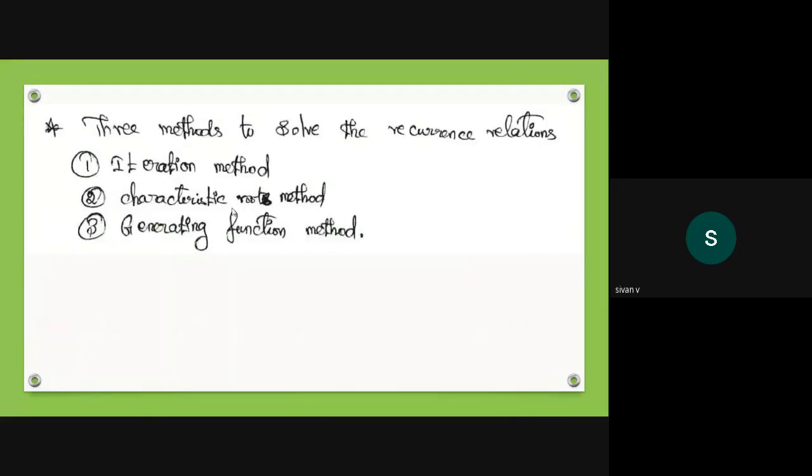And the generating function method means we have to project into an infinite binomial series, and using that we can express the solution. These are the 3 methods we use for solving a recurrence relation.